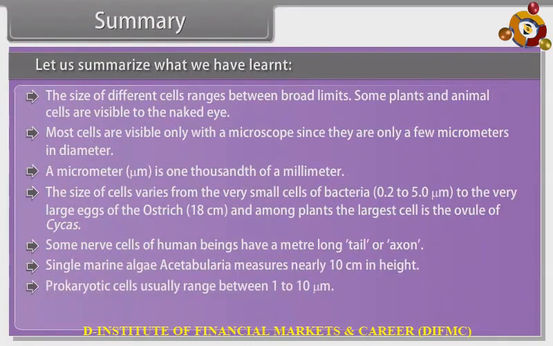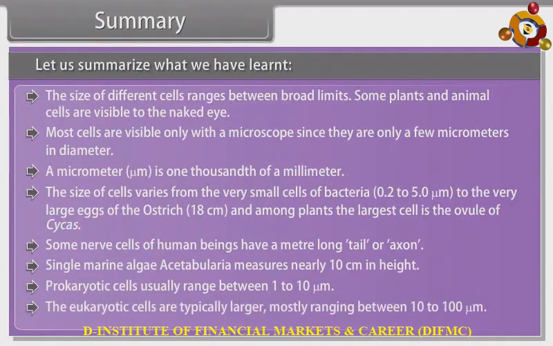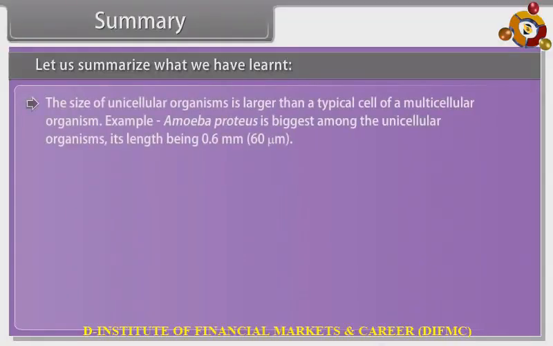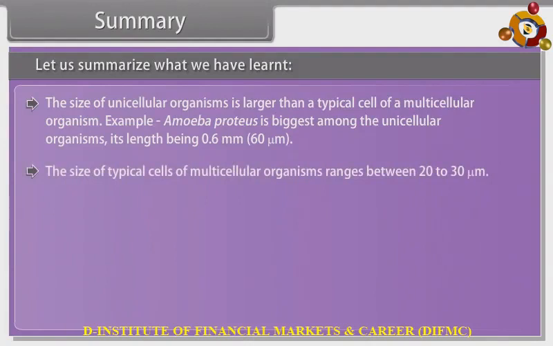Prokaryotic cells usually range between 1 to 10 micrometer. The eukaryotic cells are typically larger, mostly ranging between 10 to 100 micrometer. The size of unicellular organisms is larger than a typical cell of a multicellular organism. Example, amoeba proteus is biggest among the unicellular organisms, its length being 0.6 millimeter, that is 60 micrometer. The size of typical cells of multicellular organisms ranges between 20 to 30 micrometer.